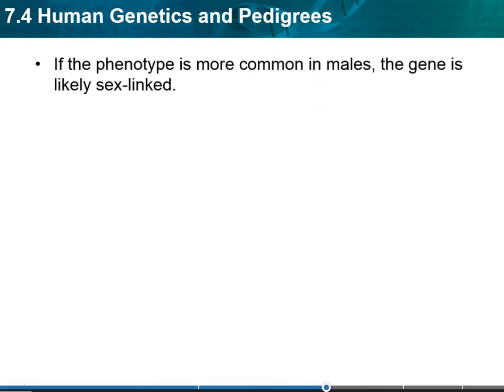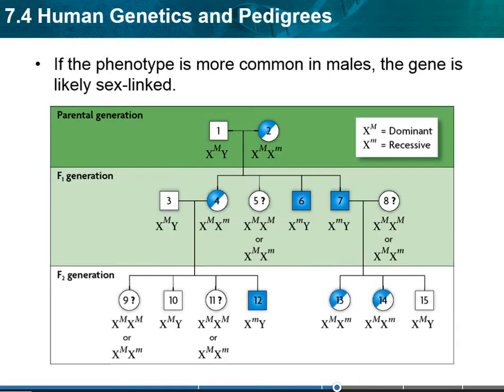Next, if the phenotype again is more common in males, the gene is most likely a sex-linked trait. So you can see in this pedigree that the mom was a carrier. She had two boys that had the trait, and you can see further down that the oldest daughter had a son that had whatever trait we were looking at here.